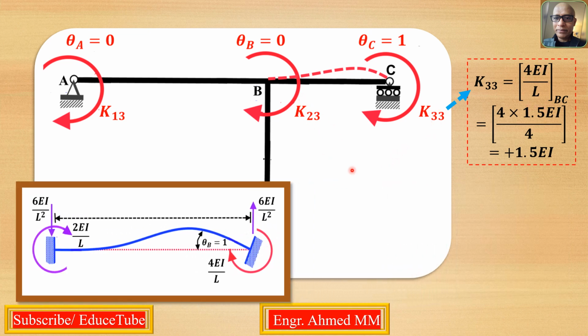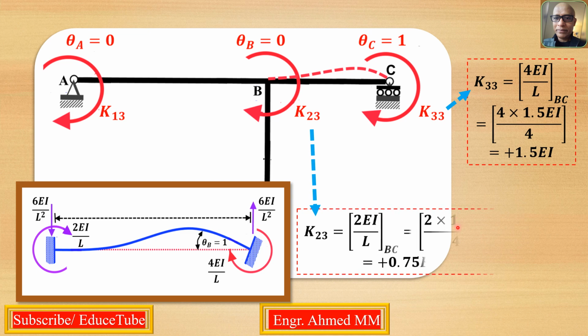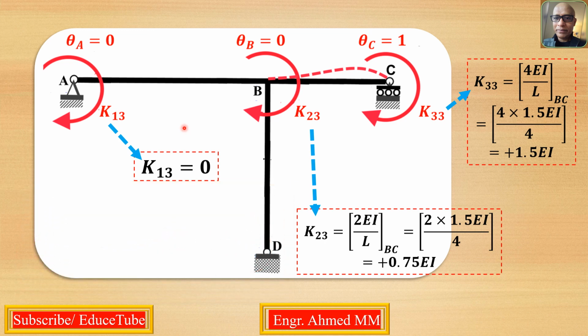So what is this one? K23, very clear to us. It will be 2EI over L. That's all. And this one, there is no connection with this joint, so it will be 0. So we got here K13, K23, K33, and these 3 coefficients will be the third column of the 3 by 3 stiffness matrix.